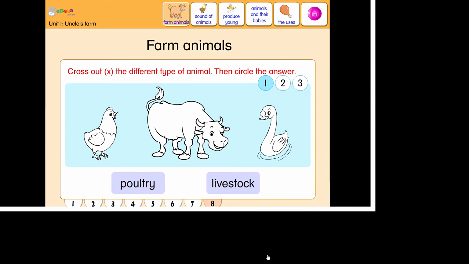Cross out the different type of animal, then circle the answer. Okay, so there are two words here, poultry and livestock. So livestock are the bigger animals, yeah? Cross out the different type of animal, then circle the answer. Okay, that means the hen and the goose are poultry.